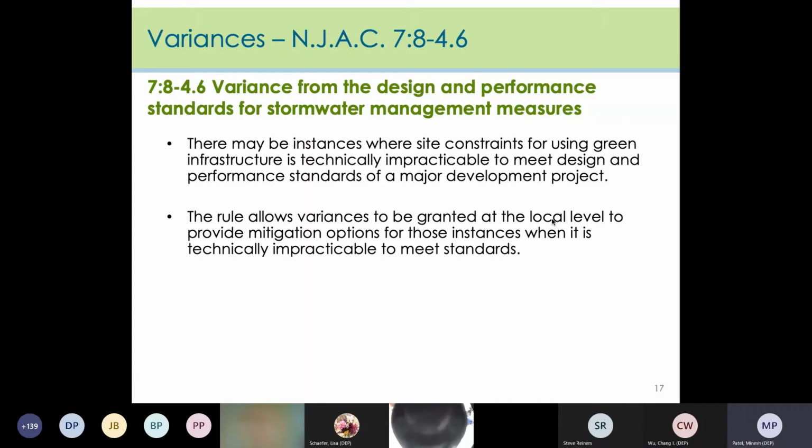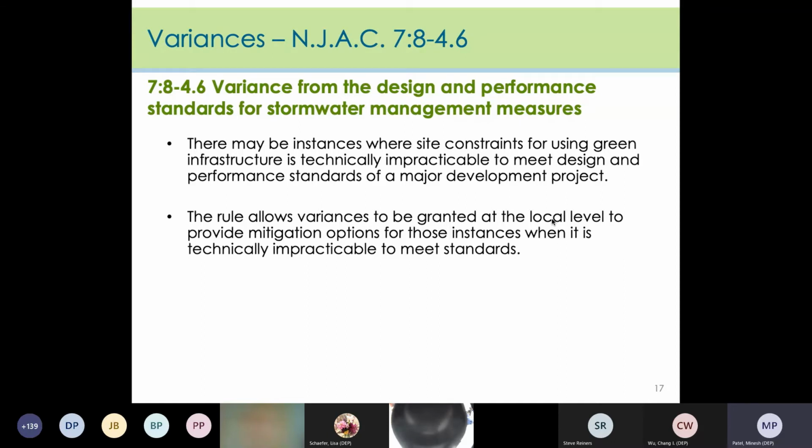The amendments to 7:8-4.6 were made to clarify the conditions that would warrant the granting of a variance by a municipality for a major development project. The amendments are intended to ensure that municipalities are not granting variances under inappropriate circumstances. Municipalities do not have to grant variances, and they do not have to create a mitigation plan if they do not intend to grant variances.